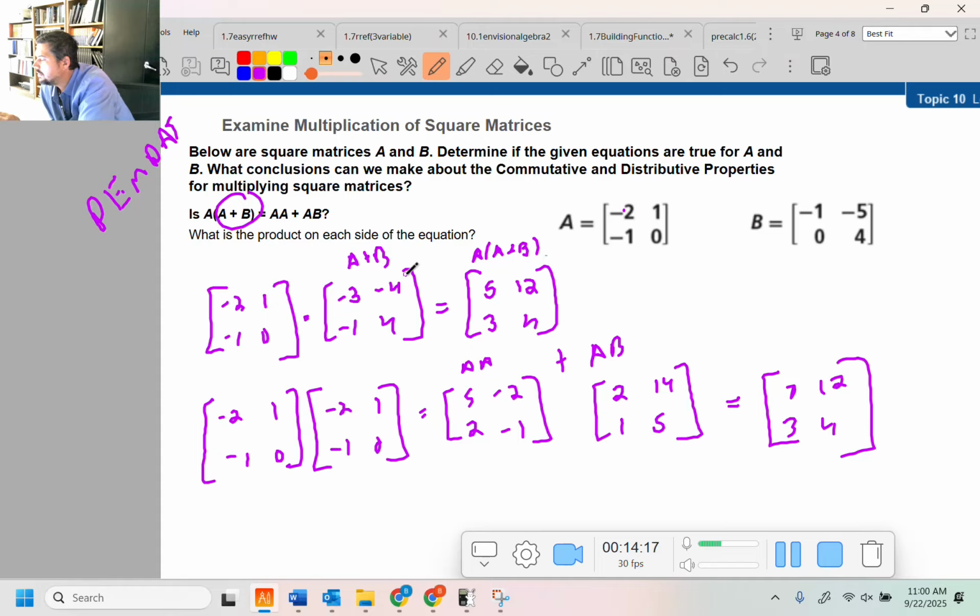Let's see here. This was A plus B. -3, -4, -1, 4. -2 times 3 is 6, right? One times -1 is -1. I got a 5. Oh, well, no, it's not the same. I am surprised. Pause real quick, see where I made a mistake.